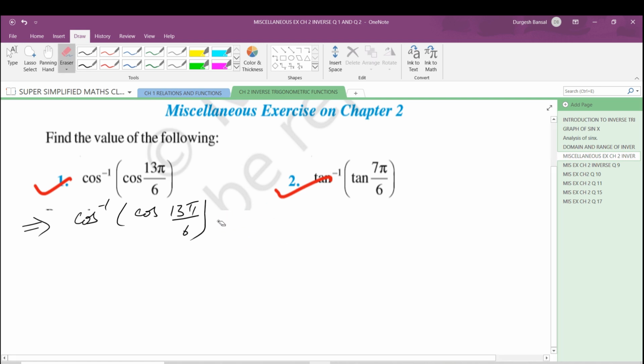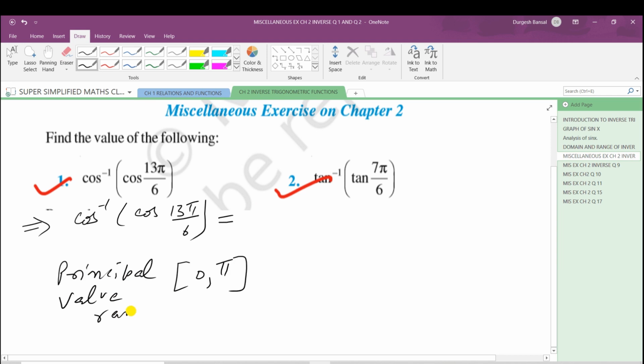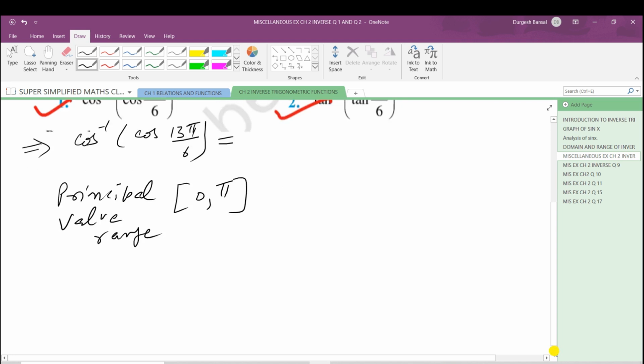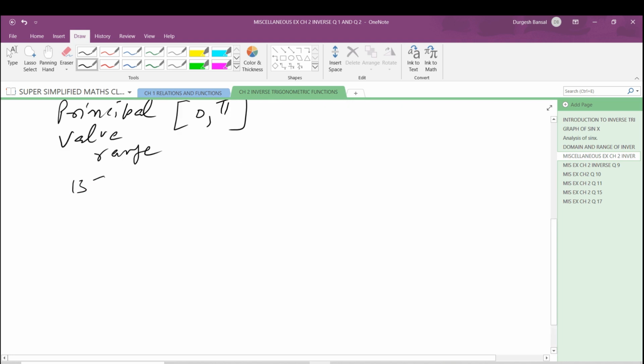Because whatever value of this function you are going to get, that value should belong to the principal value range of cos inverse x, and the principal value range of cos inverse x is 0 to pi. So if you write 13 pi by 6, it should belong to 0 to pi, which is not happening. You can see that this 13 pi by 6 is not belonging to 0 to pi.